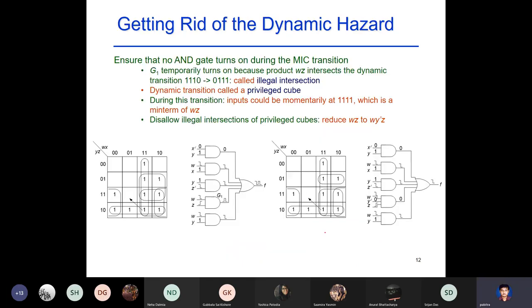All right. Another thing that has to be ensured is that, in this AND kind of structure, during this multi-input transition none of these AND gates should turn on. But you see this first gate, G1, can turn on because this WZ intersects. You have to avoid this kind of thing. These are called illegal intersections.